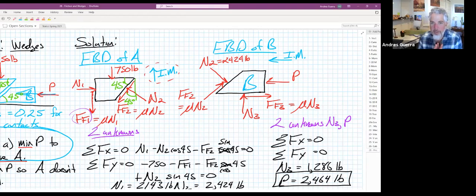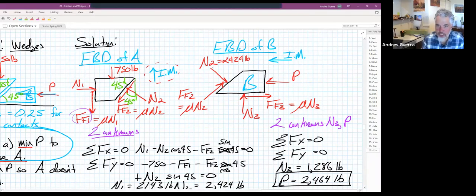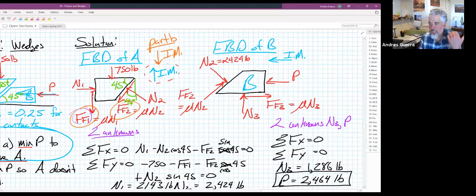For part B, so part B was so that A doesn't fall. Well, the only thing that changes, which changes everything else, is that for part B, our impending motion on this one is going to go down. Well, doesn't that change the direction of FF1? That changes the direction of FF2. It's going to change the value of all of our normal forces. For this one, our impending motion is now going to go to the right for block B. That changes all of our normal forces, all of our frictional forces.